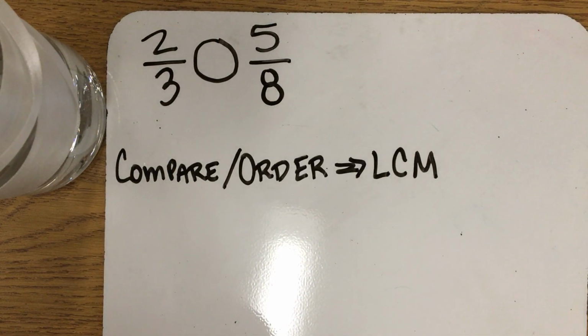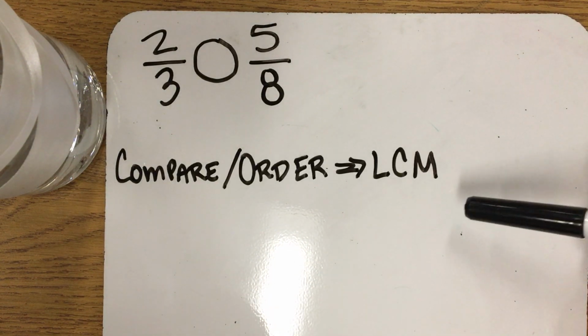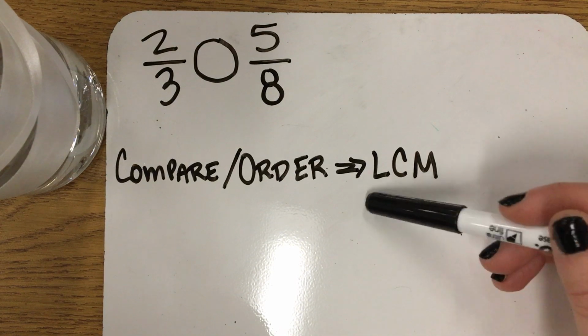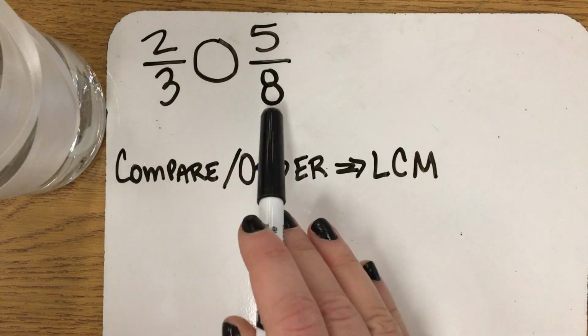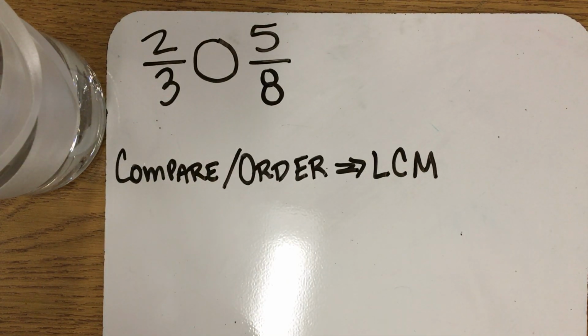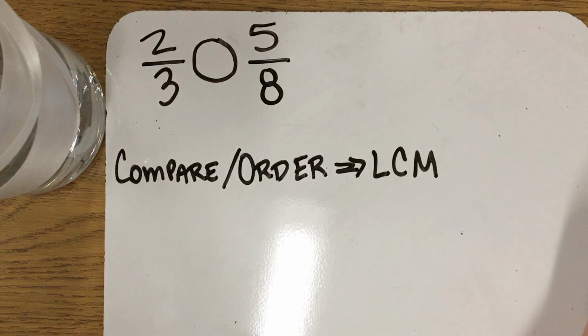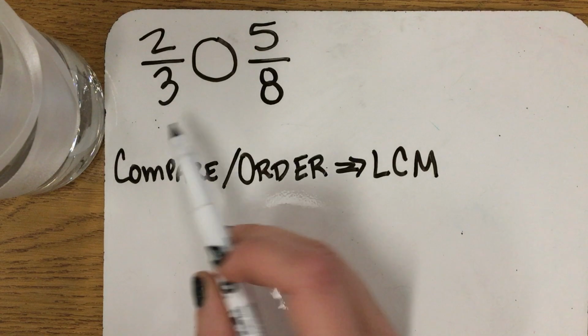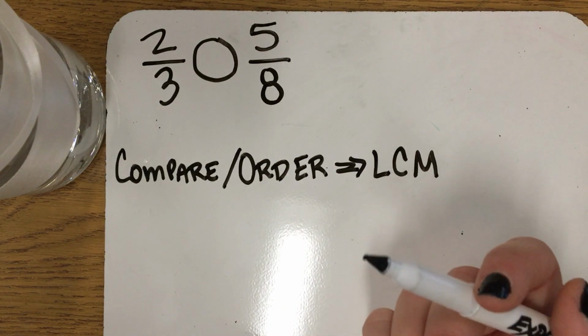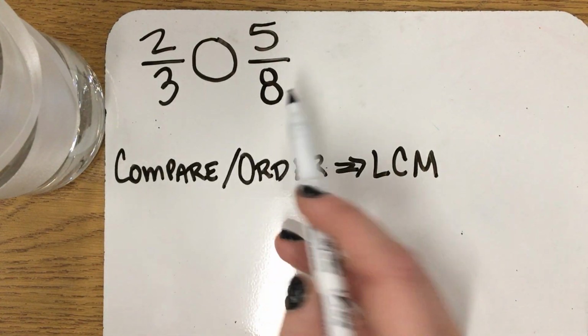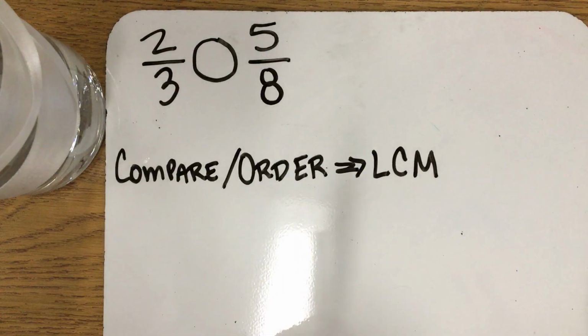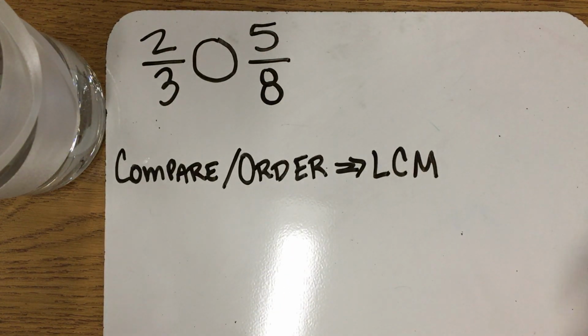Anytime a problem is asking you to compare fractions or order a list of fractions from greatest to least or least to greatest, you're going to want to find the LCM, the least common multiple, for just the denominators. So here, if they had the same denominator, it would be easy to see which top part was bigger or smaller. However, we have 3 and 8. They're not the same, therefore I want to find the least common multiple that they share so I can change the denominators to make them the same.